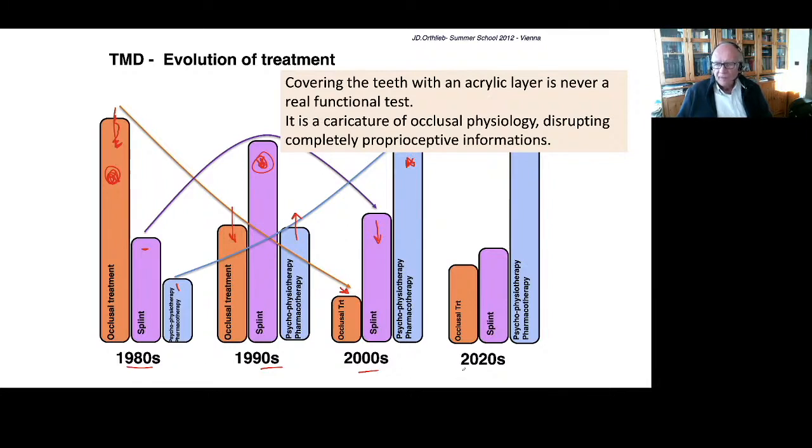Currently, from my point of view, occlusal treatment is a little bit increasing because our knowledge is better to know when it is indicated. Splint is decreasing, and physiotherapy is increasing.